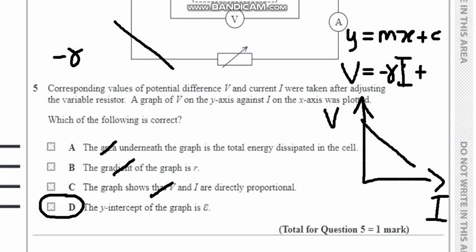There you go. And if we read it out, the y-intercept of the graph is epsilon, E. And if we write it down here, it does make sense. We do have an EMF at the start of the circuit when there is no current, or the I value is equal to 0. There you go. So our final answer for the fifth part is D.